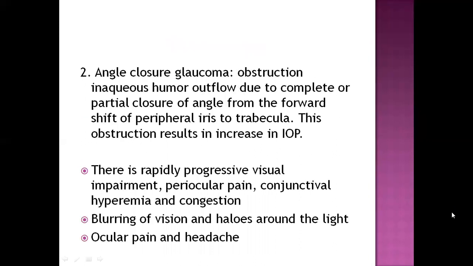In angle closure glaucoma, there is obstruction in aqueous humor outflow. Due to that obstruction, there is rise in intraocular pressure. Some other features are rapidly progressive visual impairment, periocular pain, that means around the ocular muscles, pain occurs, conjunctival hyperemia, excess blood supply to conjunctiva, and congestion. Congestion is when a little space has too much of particles, too much of fluid.